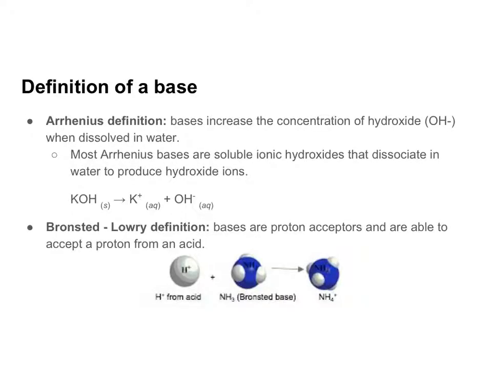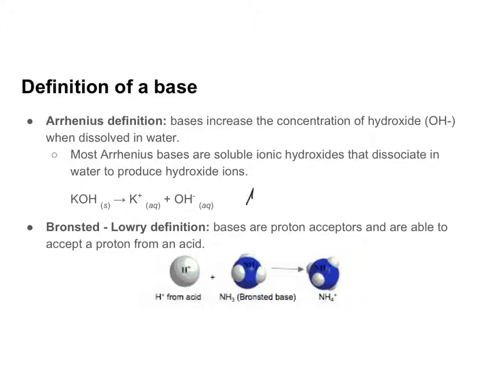Now, definitions of bases, there are 2 that you have to be responsible for understanding. There is the Arrhenius base, and there is the Bronsted-Lowry base. The Arrhenius base is any base that increases the concentration of the hydroxide ion when dissolved in water. Most Arrhenius bases are soluble ionic hydroxides. That is a metal and the polyatomic ion hydroxide dissolved in water. The example that I gave here is potassium hydroxide, solid, dumped in water, makes potassium ion and hydroxide ion.